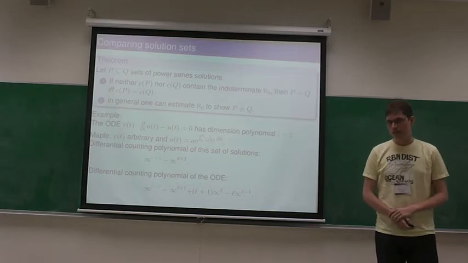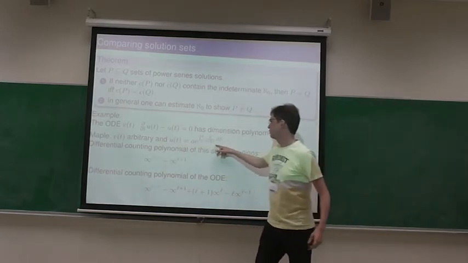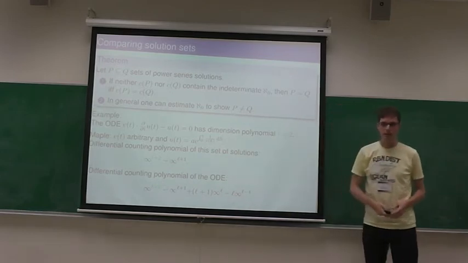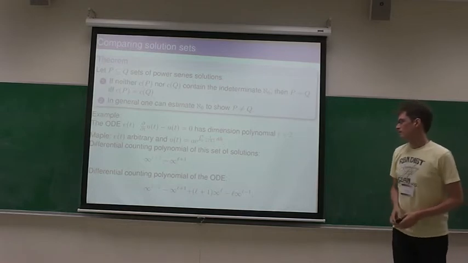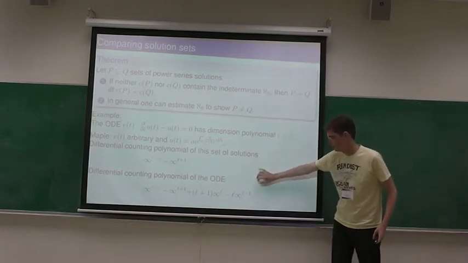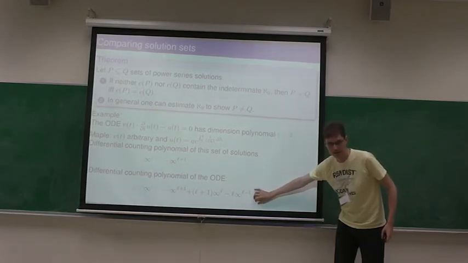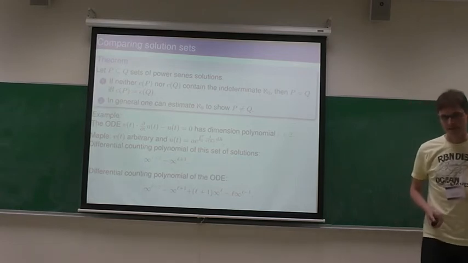So Maple only counts which solutions? Maple finds this set of solutions. V arbitrary and u is given by this formula. So the difference is that in the bottom one you're taking all the formal power series solutions. Yes, so this is just the counting polynomial of the set returned by Maple, and this is the complete differential counting polynomial. And there you see some discrepancy.